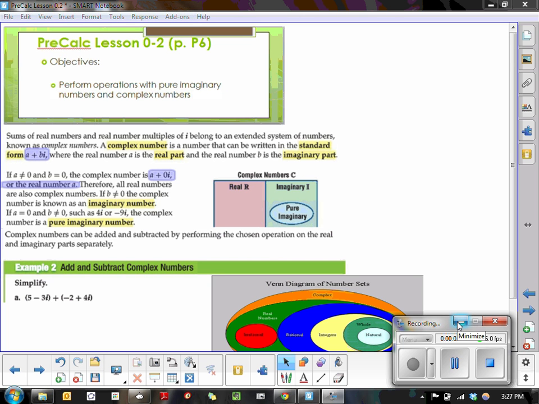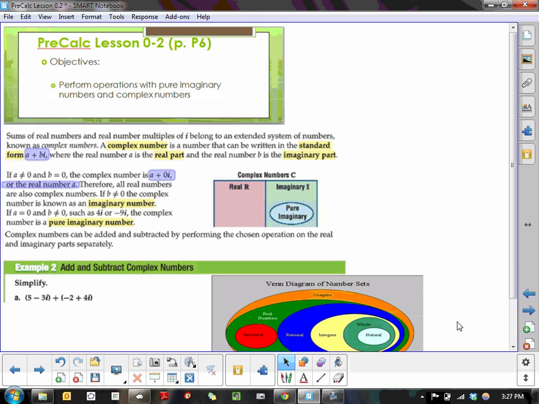In example 2, we're going to learn how to add and subtract complex numbers. The first thing they wanted you to do is know what a complex number is and break it down into its parts. So the sums of real numbers and real number multiples of i belong to an extended system of numbers known as complex numbers, and we looked at that complex number system earlier.